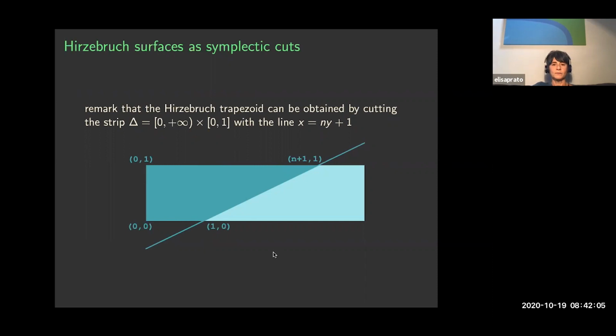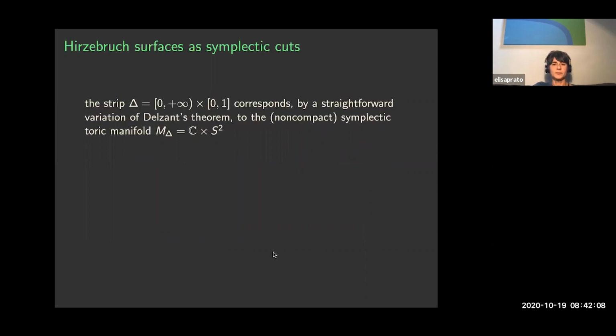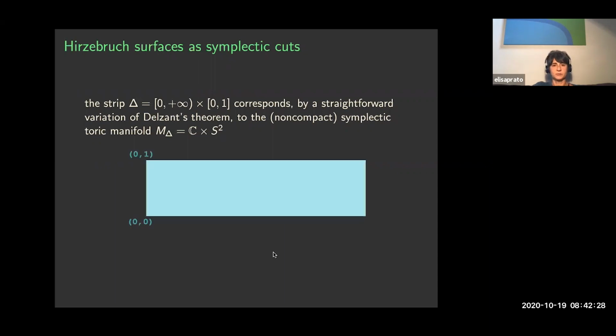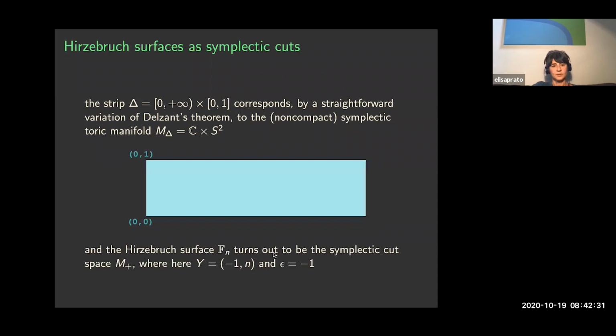And so even if the strip is not really a polytope, it still corresponds to a symplectic toric manifold. It's non-compact, but it's a simple variation of the Delzant theorem that allows this as a symplectic toric manifold. And one gets C times S2. So it turns out that Fn, the classical Hirzebruch surface, is the symplectic cut space M plus, where we choose y to be minus 1, n and epsilon equal to minus 1.